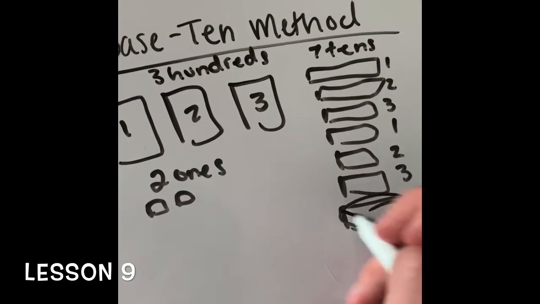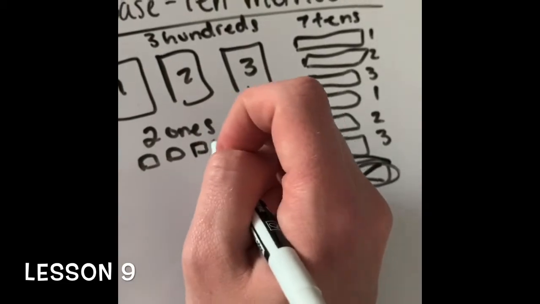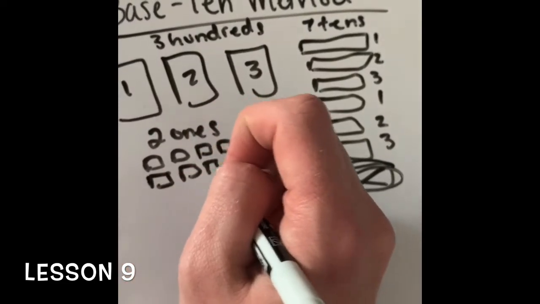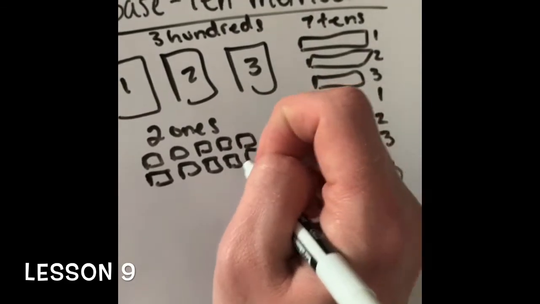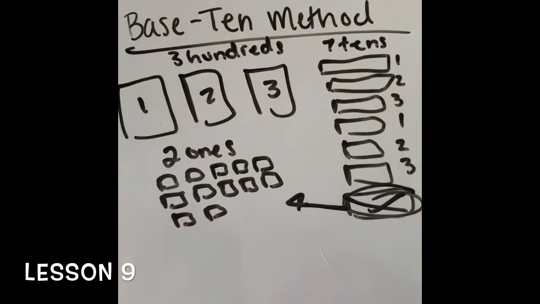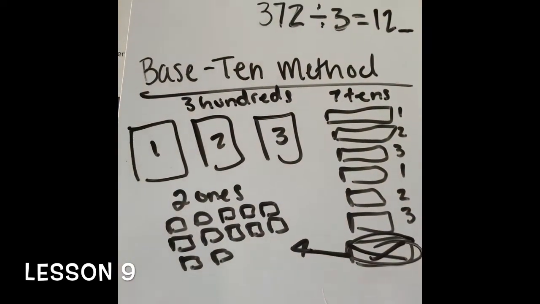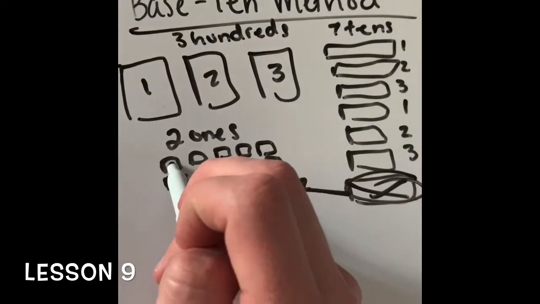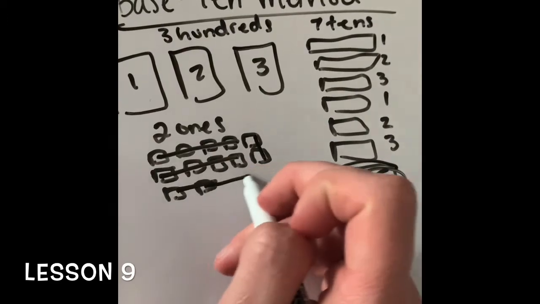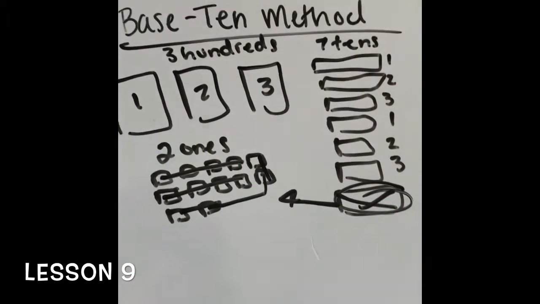So what we're going to do is break that 10 into 1s. So we have now 12 1s. Okay, so as you guys know, how many groups of 3 go into 12? That would be 4. So I'm just going to go 1, 2, and then 4. So our answer would be 124.